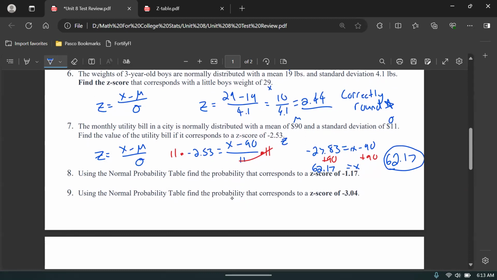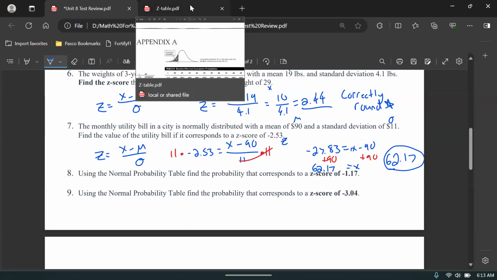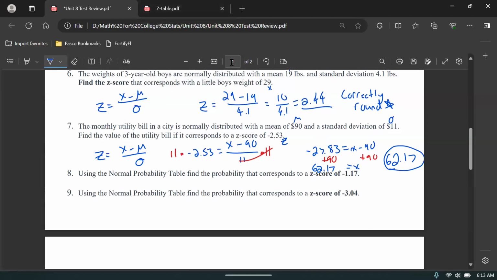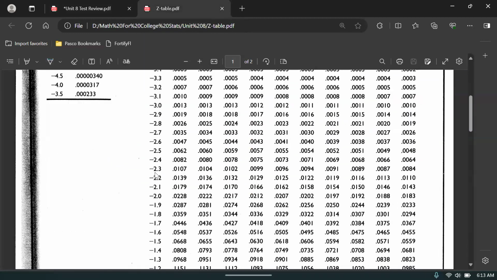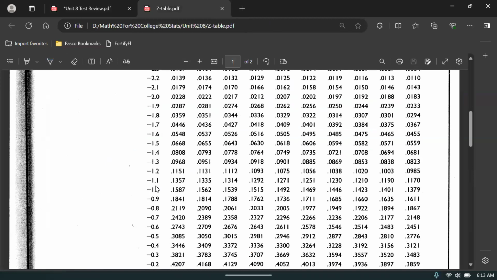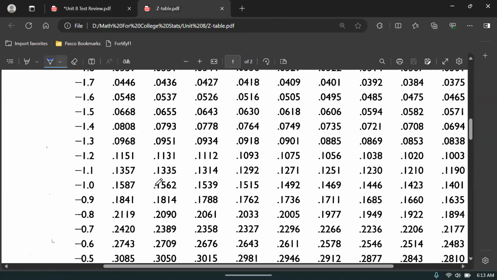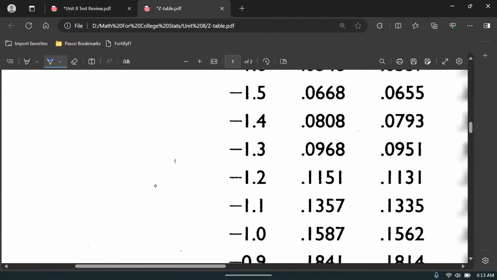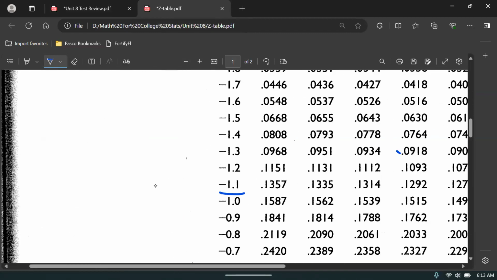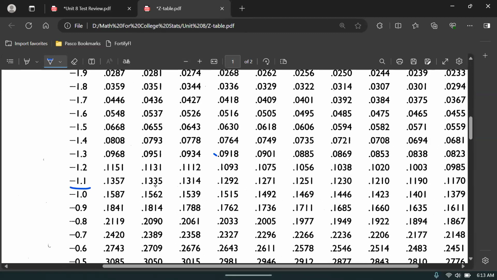All right, using the normal probability table, find the probability that corresponds to a z-score of negative 1.17. So this is just using the table straight up. There's no math here, just got to go find this. So z-score negative 1.17. So let's see here, negative 1.1 is right here. And then 1.17, we got to go over. So this is 0, 1, 2, 3, 4, 5, 6, 7. So it's going to be 0.1210.